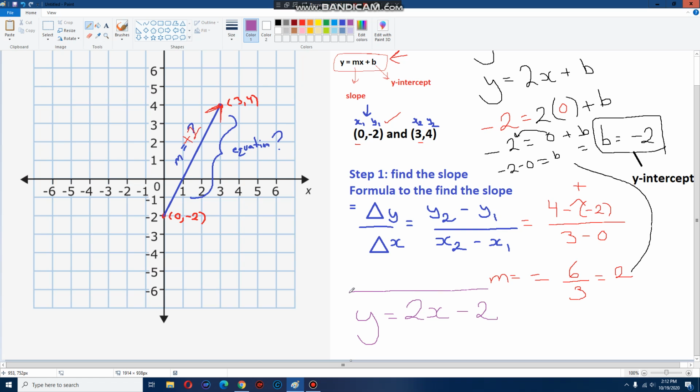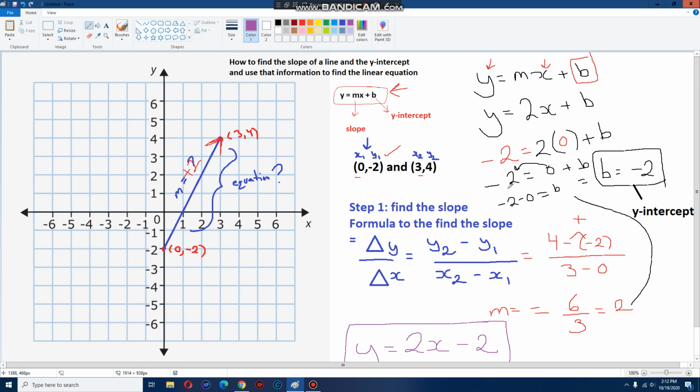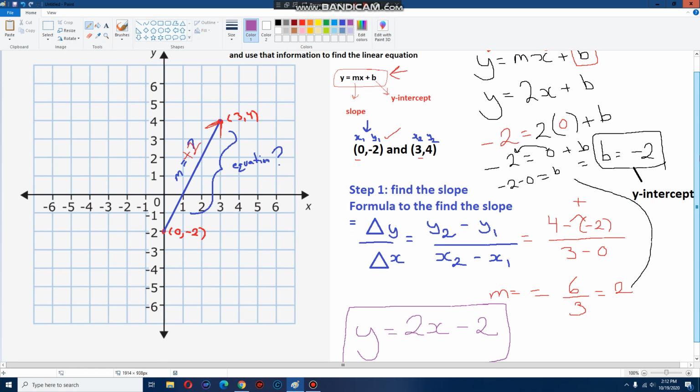And there we go, ladies and gentlemen. This is how you find the equation of a line, a linear equation, obviously, when representing y equals mx plus b, where you have to first find the slope, and then using that information, you'll find the y-intercept, and then you put the numbers together, and you get y equals 2x minus 2. So that is my answer for this. This line is represented by y equals 2x minus 2, with 2 being the slope.